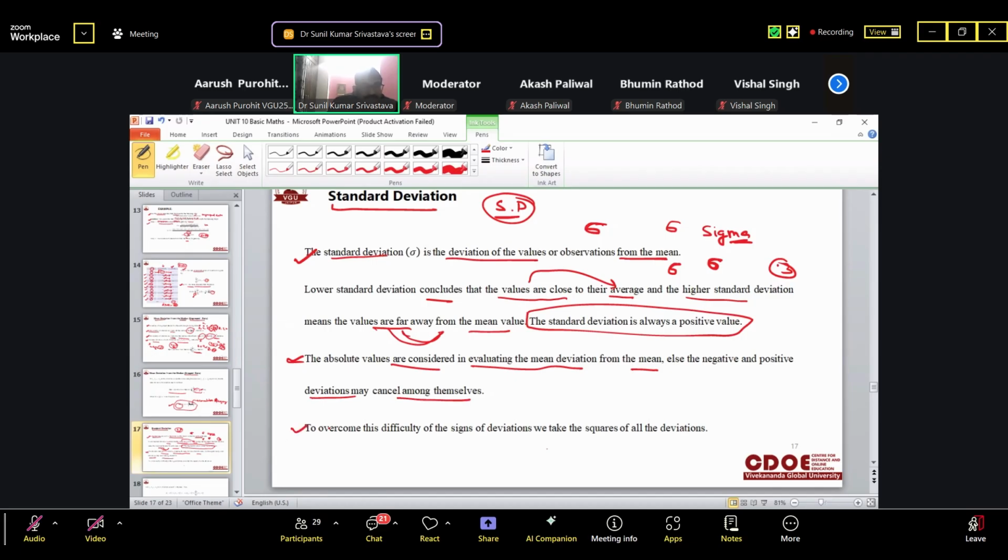To overcome this difficulty of the sign of deviation, we take the square of all the deviations. So a negative value always becomes positive. So we take the observations of this one.